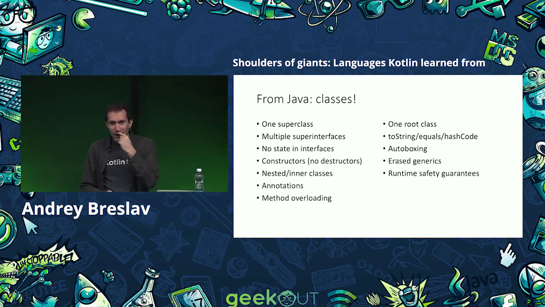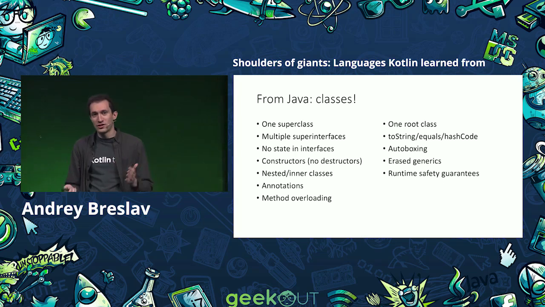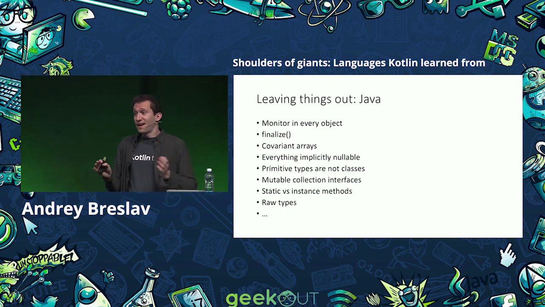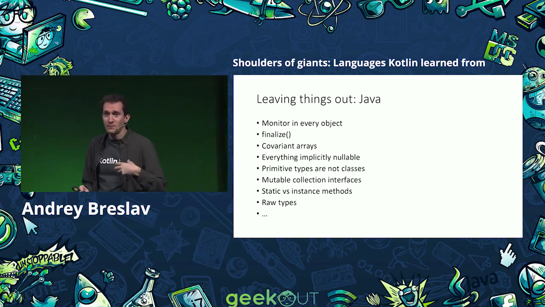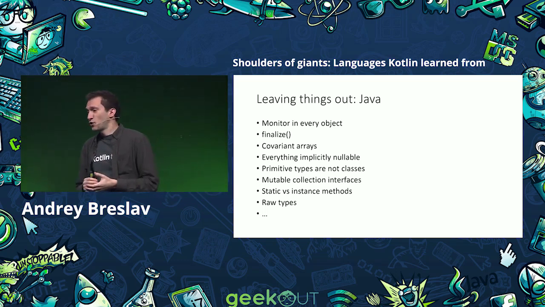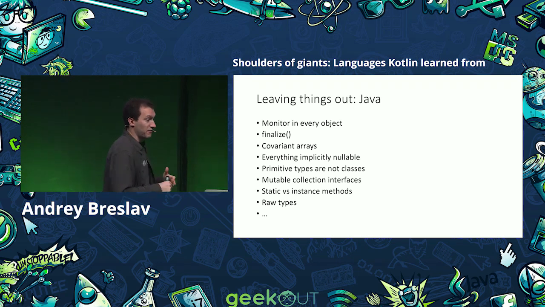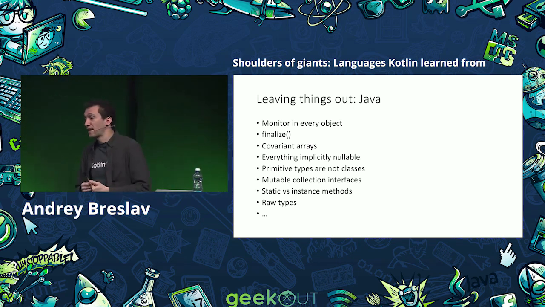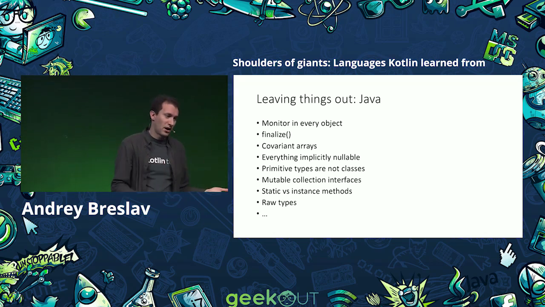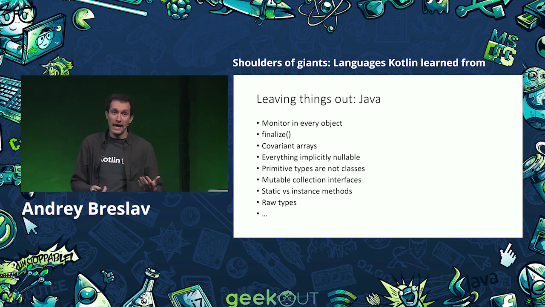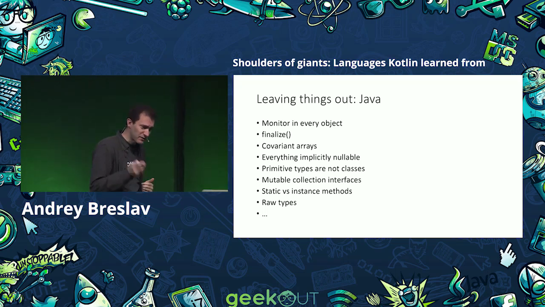But also, many people say that language design is not so much about what you take into the language, but what you leave out. And of course, today I'll be talking not only about things we took, but also the things we didn't like and didn't take. So for Java, it's very many things. We didn't take monitors in every object. We didn't take the finalizers, raw types, static methods, and fields and properties. Primitive types in Kotlin are classes, unlike Java, so on and so forth. So it's many things that we wanted to improve on, and some of them we actually did. So let's have a look at the first example.